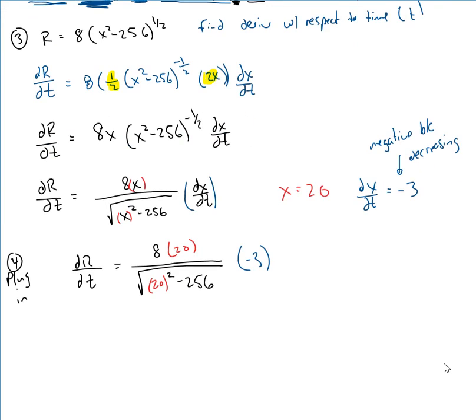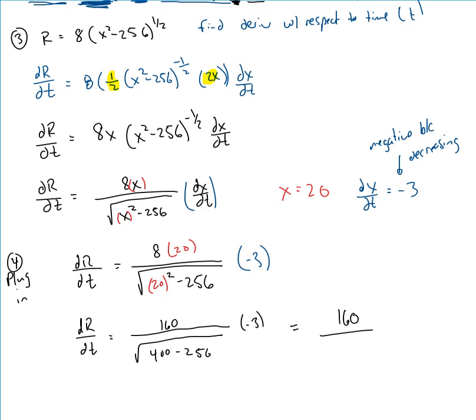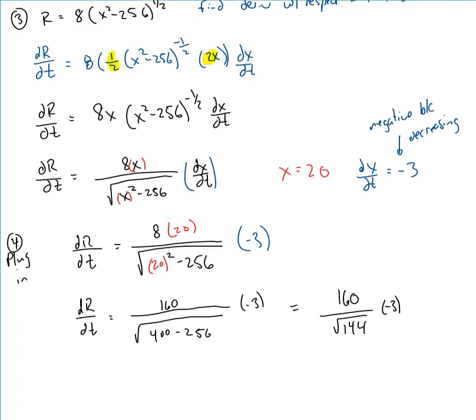Okay, so now let's just continue simplifying. So I have dR/dt is equal to, okay, 8 times 20 is 160, over the square root of 20 squared, which would be 400, minus 256. And then eventually we'll need to times by negative 3. Let's keep simplifying this fraction. Let me do it right here in case I start to run low. I have 160 still in the numerator. 400 minus 256 is the square root of 144. Square root of 144 is 12. Okay, so we're getting there.